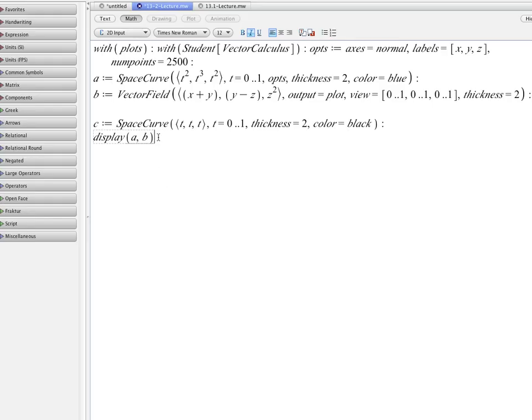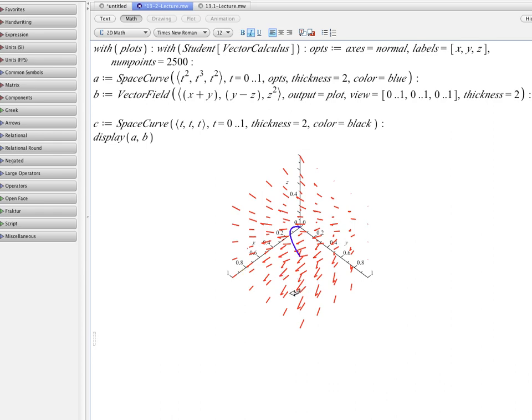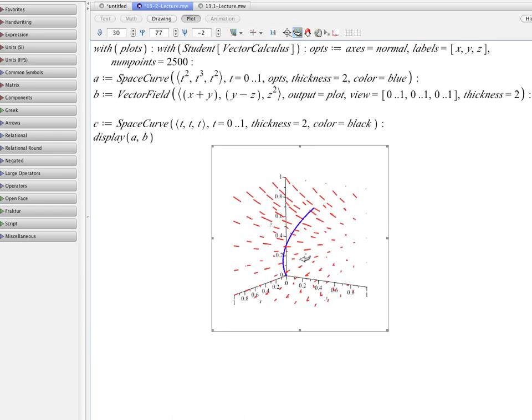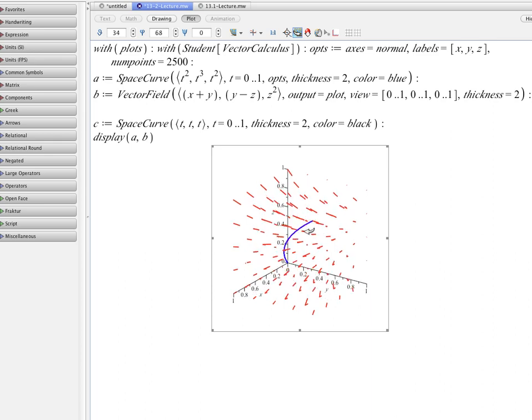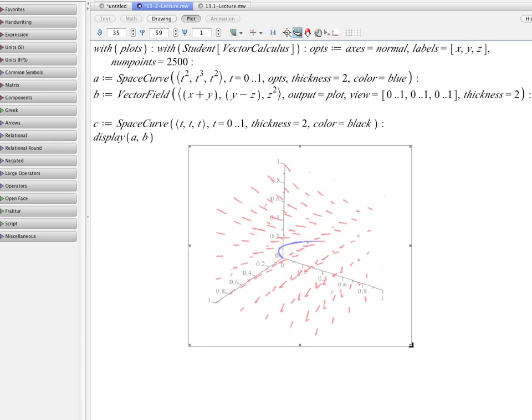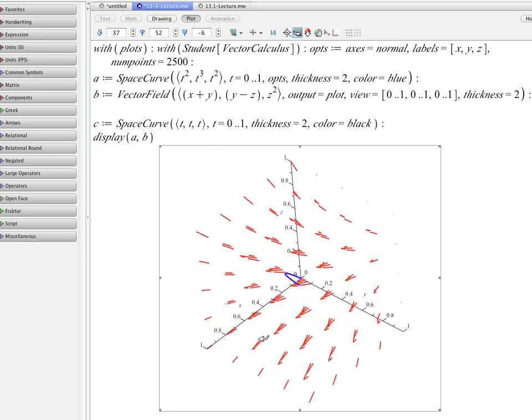So let's go ahead and take a real quick look here at Maple. What I've done is I set up the space curve and the vector field, and we're going to ignore this one for right now. We're just going to take a look at A and B. And this is what I get. This is my vector field, and this is the path that I traveled. Let me make this a little bit bigger.